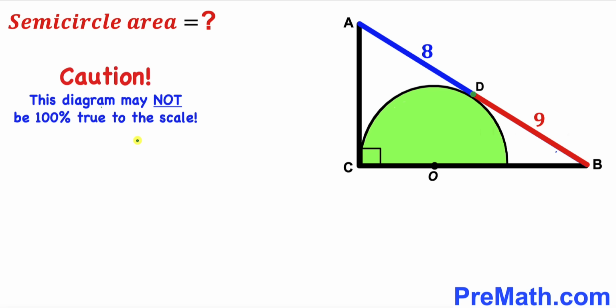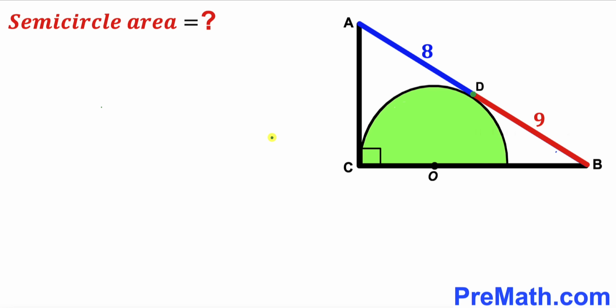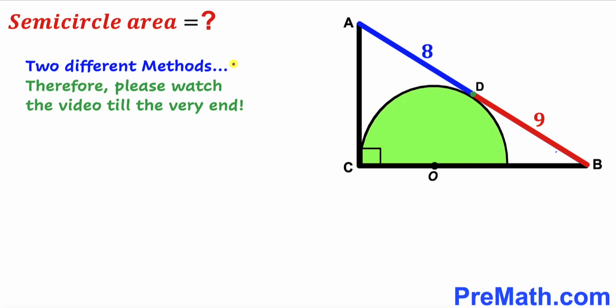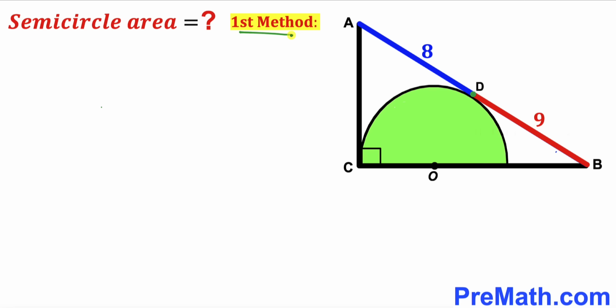And please keep in mind that this figure may not be 100% true to scale. Let's go ahead and get started. In this video, I am going to share with you two different approaches, so please watch the video till the very end. And here's our very first method. Since we are interested in calculating the area of this green shaded semicircle, we must calculate the radius lowercase r of this semicircle first. And I'm going to show you two different approaches to calculate the radius lowercase r.